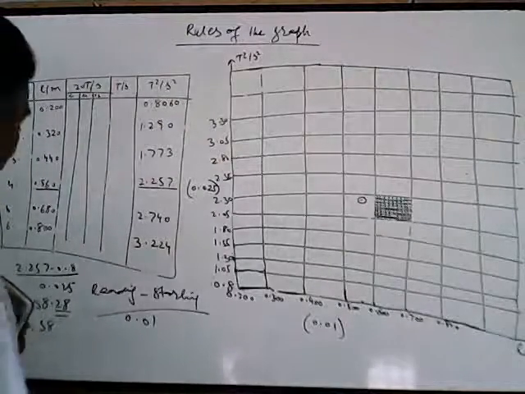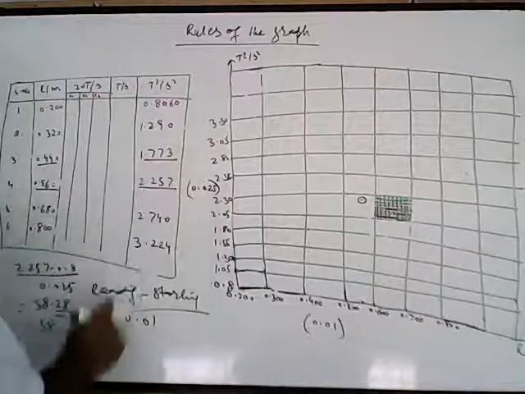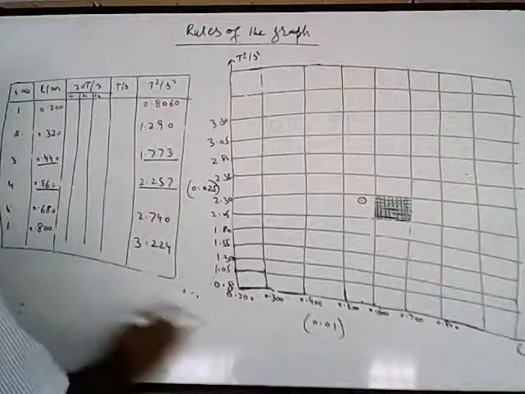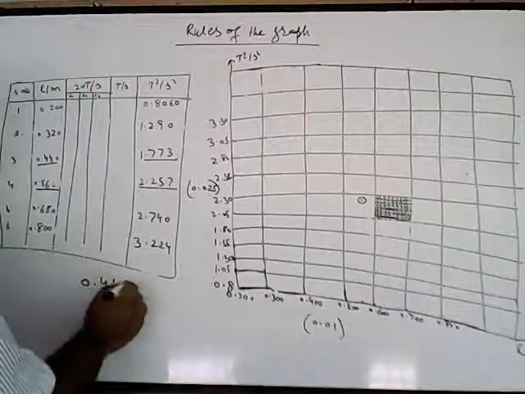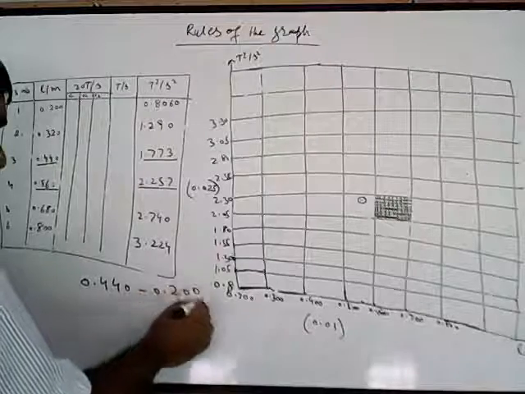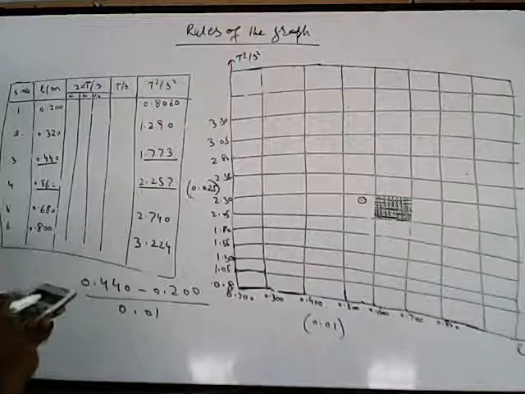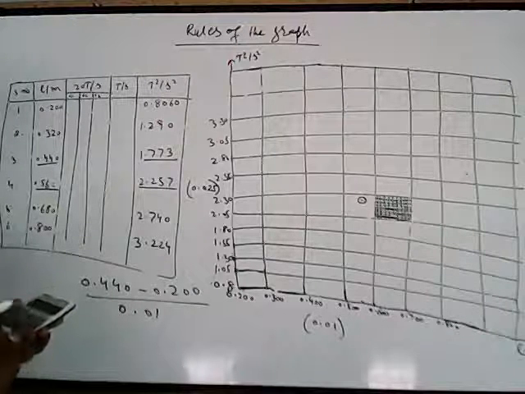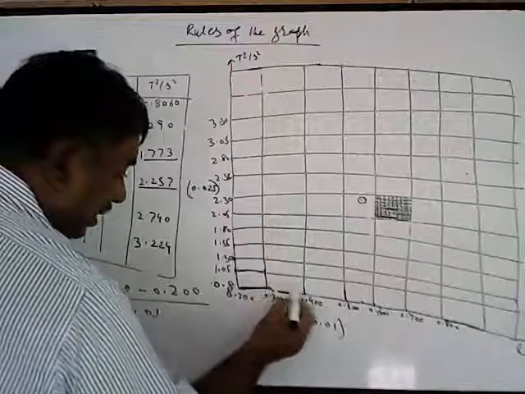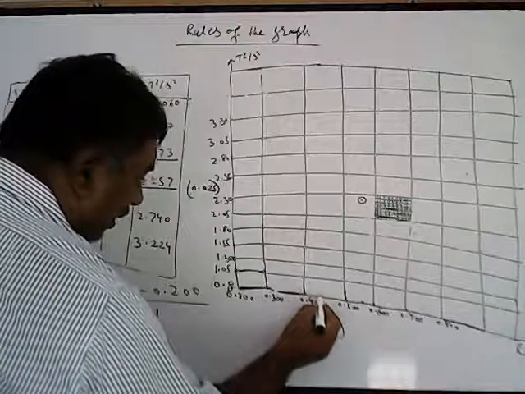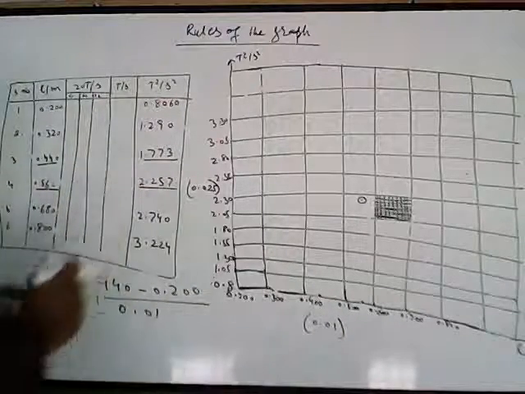In a similar way, suppose we take another example. I'm just plotting 2 points. I'm taking this one and this one. Now how will I plot 0.440 first on the x-axis? I calculate 0.440 minus 0.200 divided by 0.01. I get 24 boxes. This is 10, 20, 24 boxes will be here. 24 boxes somewhere here. Now it is 1.773.